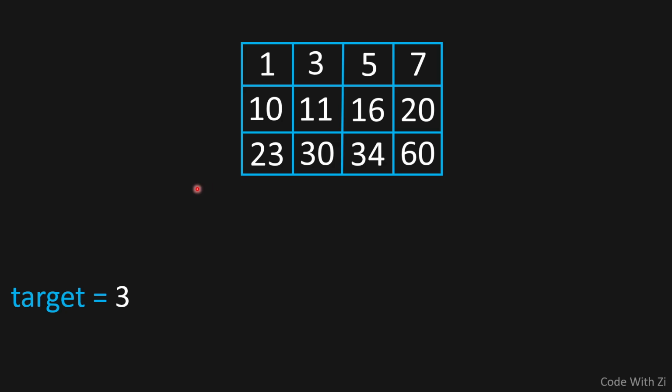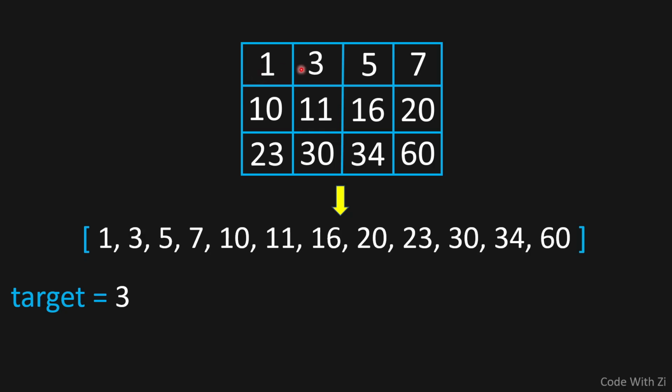Now, what do I mean by this? Well, we have these rows that come after each other, right? What if we just treat these as an array? Like so, we have 1, 3, 5, 7, 10, 11, 16, 20, and the rest, as you can see. This 1 is this 1 here, and this 3 is this 3 here.